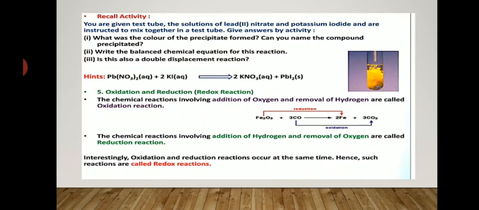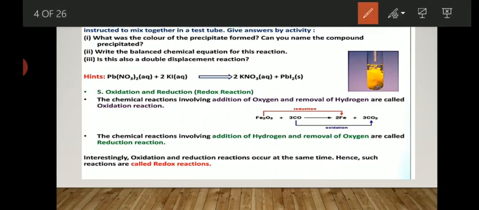What you have to do is mix this lead nitrate solution with potassium iodide. After that, note down the color of the precipitate formed, and name the compound. That means, after mixing lead nitrate with potassium iodide, which product is formed, what is its color, and what is its name.